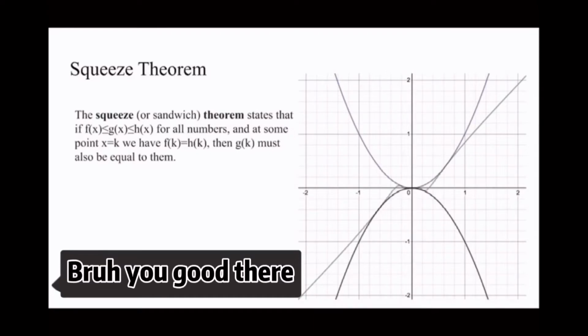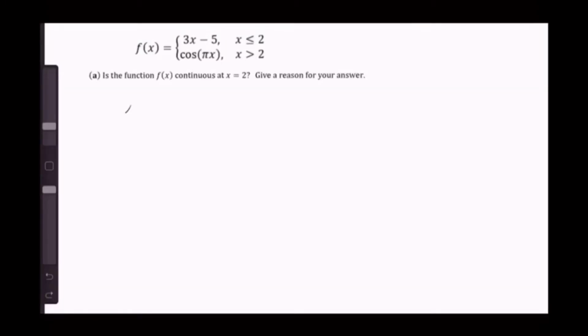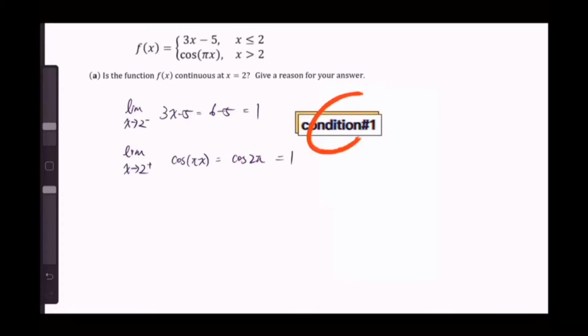These are the theorems and some knowledge for today, and we'll demonstrate a few examples to help you understand these concepts now. Looking at this problem, we start by evaluating the left-hand and the right-hand limit of f of x at x equals 2. Looking at the left-hand limit, we get 6 minus 5 equals 1. And for the right-hand limit, we get cosine 2 pi, which is also 1. That means the limit of f of x at x equals 2 exists, and our first condition has been met.